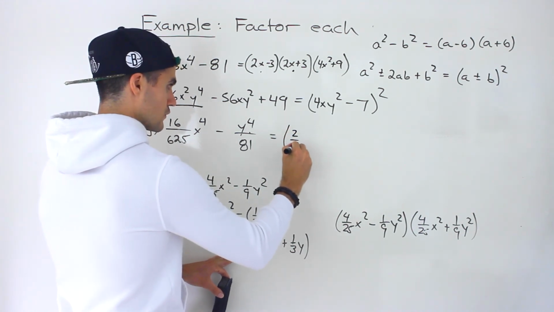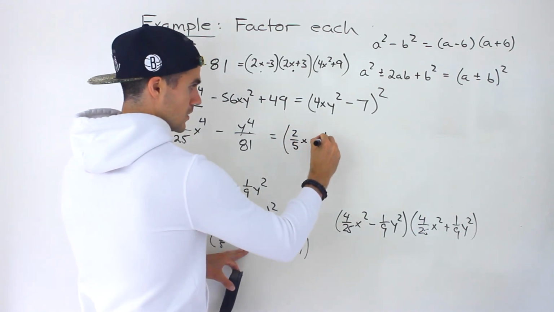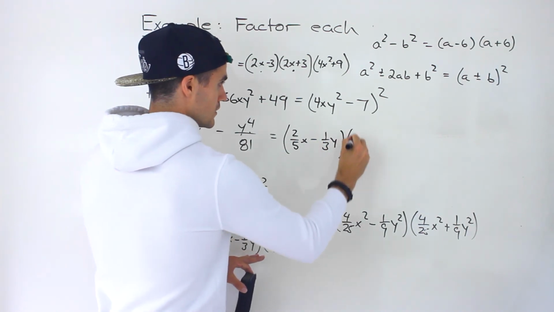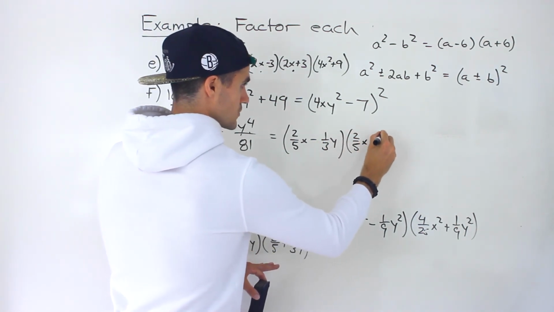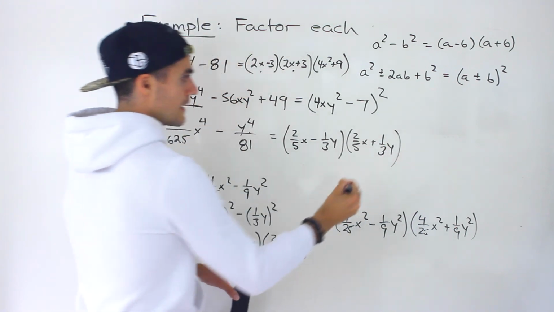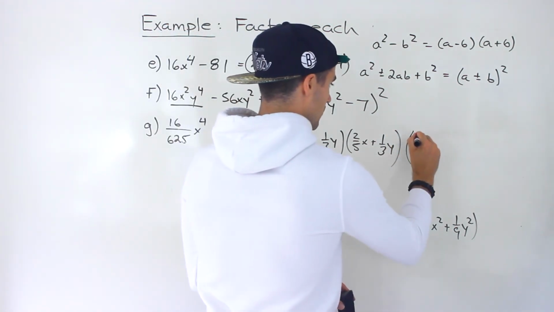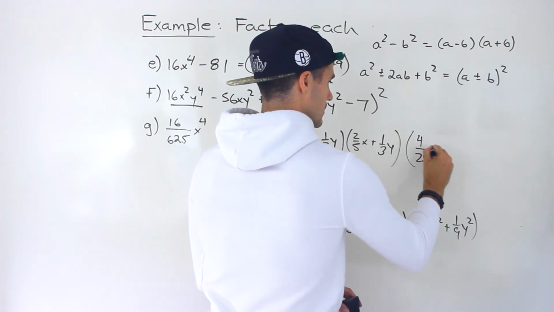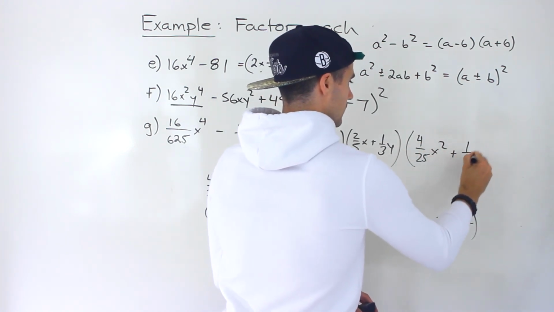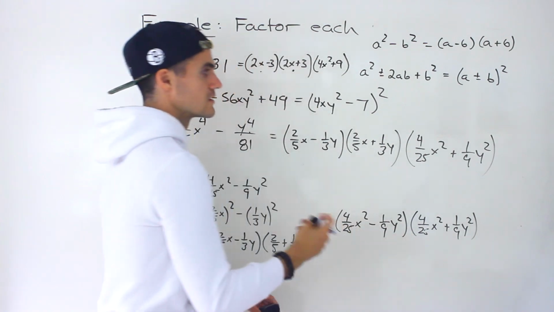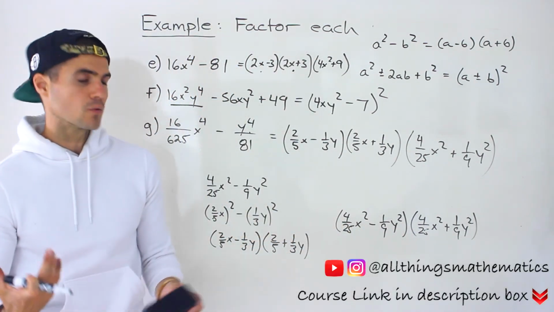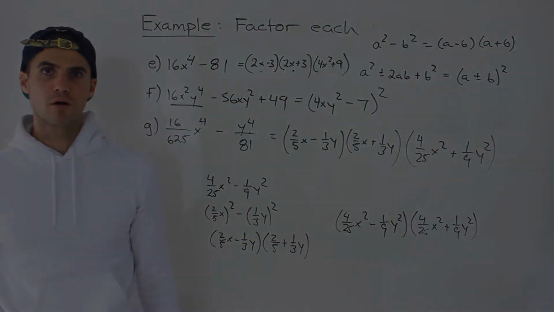Okay, so the final answer for this bracket, we were able to factor into these two brackets. So we end up with 2 over 5 x minus 1 over 3 y, 2 over 5 x plus 1 over 3 y, like that. And then this bracket, we couldn't factor any further, so that bracket just stays as is, right? So just some more special cases of factoring with a difference of squares or a perfect square trinomial.